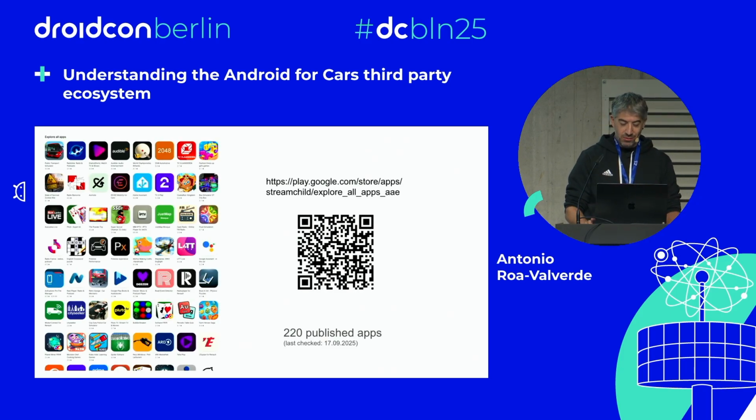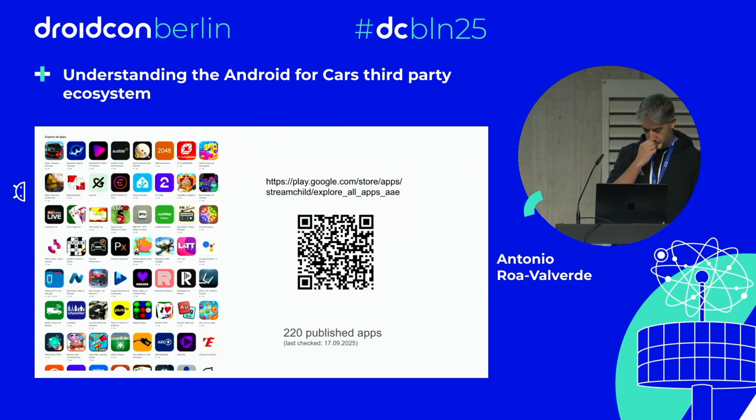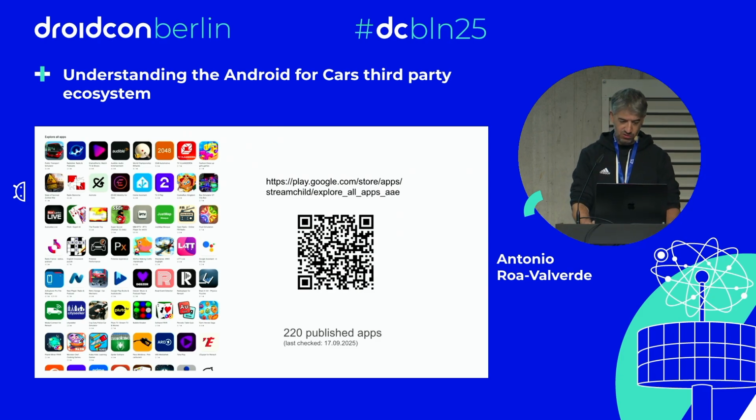Another interesting thing about Google Play is that it allows you to see the full catalog of applications for Android Automotive. At the moment, there are around 220 published apps. I checked last week, and I counted them. I was scraping the page, and yeah, there are 220. So this is the current state of the art.